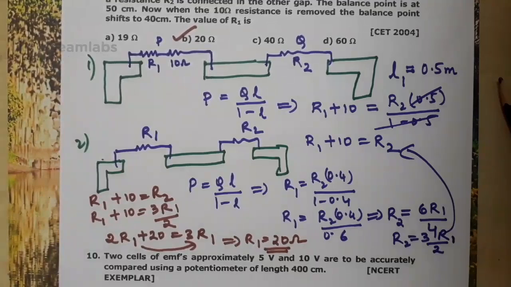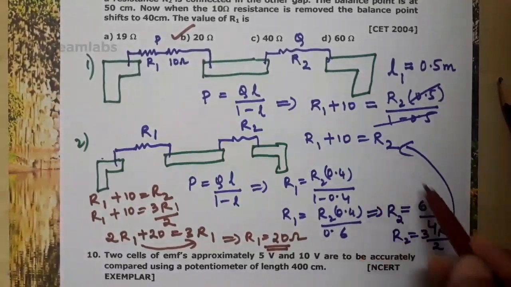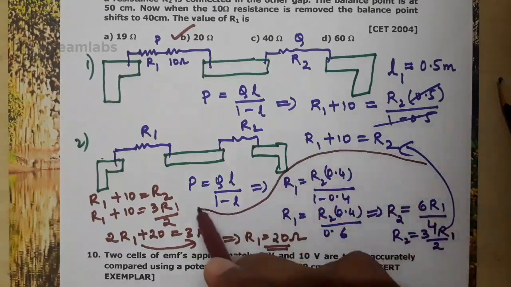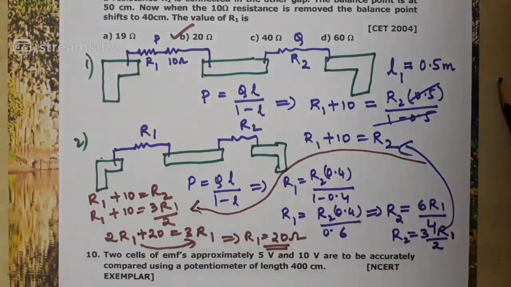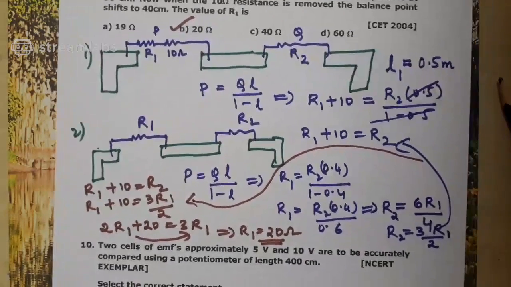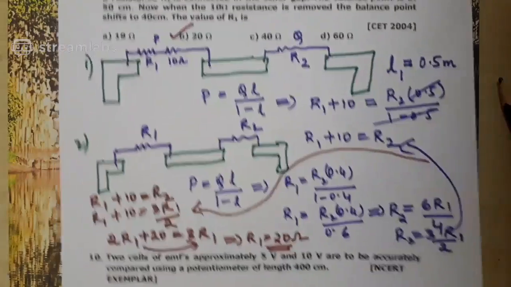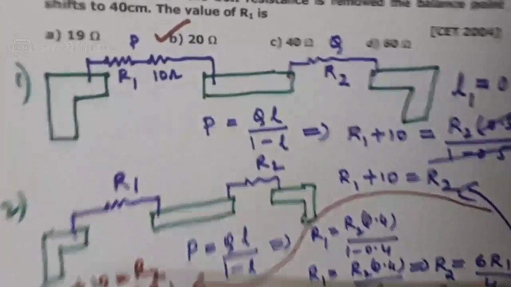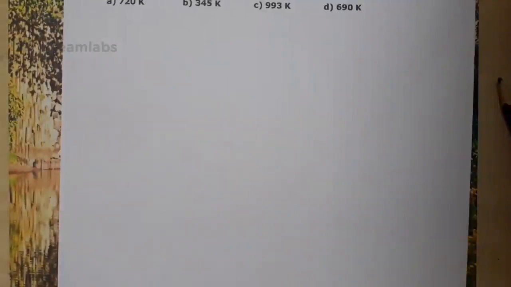So the last part is here. This substitution I have done here. R1 plus 10 is R2, and R2 was replaced as 3R1 by 2. Over. So it is 20 ohm. Okay, next you take up AIC level 1, problem number 3.